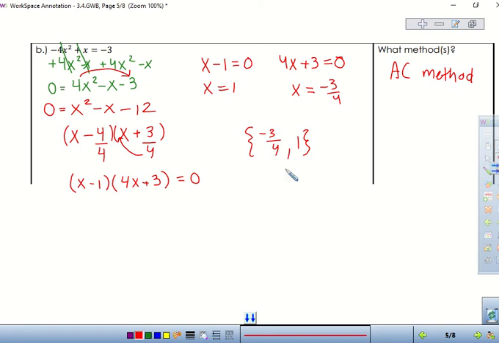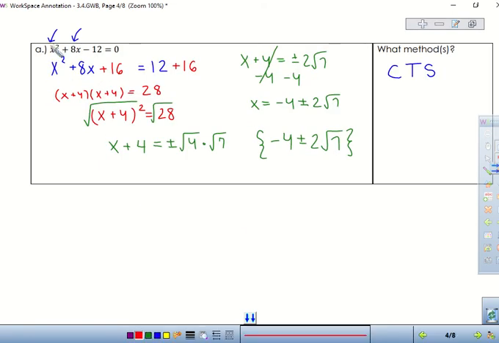So does anyone have any questions about that? Yes? Why didn't we use AC for the last question? Because it doesn't work. And another reason we wouldn't use AC on the last question is because there's no A to worry about. So AC method and regular factoring are limited. They only work in certain circumstances. So sometimes you have to use completing the square and quadratic formula, which work in all circumstances.